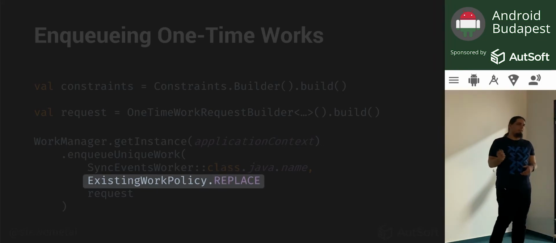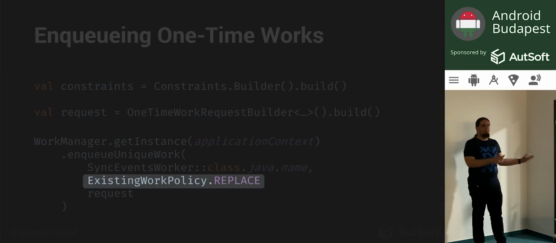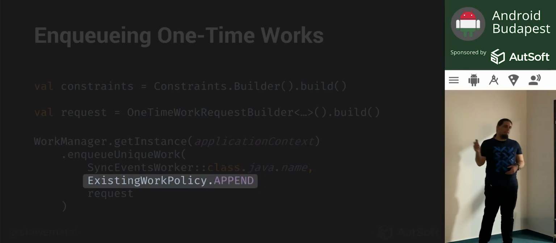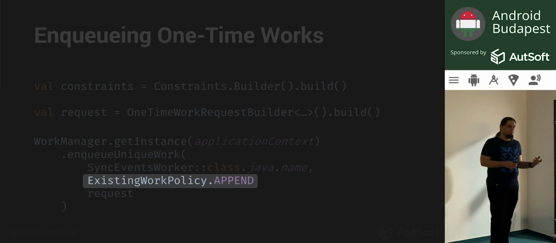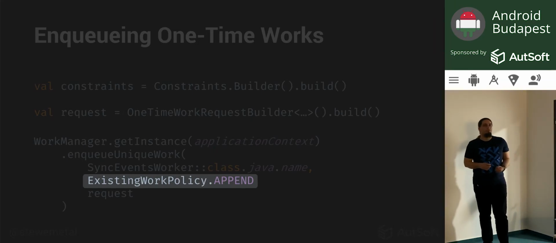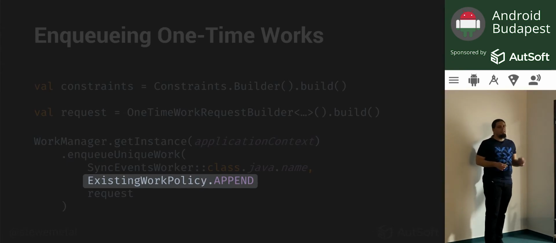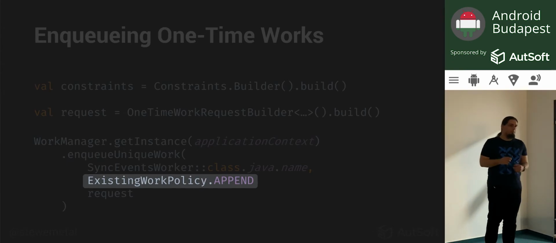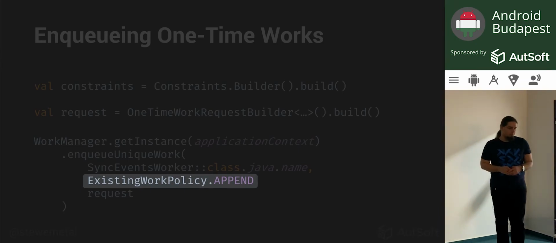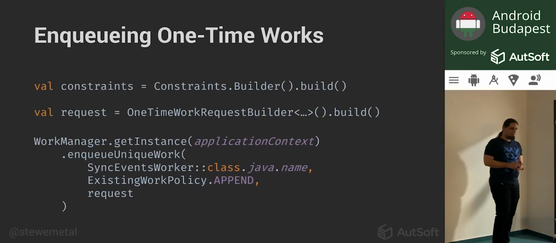The replace behavior is that if there is a running work with the same ID, it will be replaced, stopped, cancelled, and then replaced, of course. And there is the interesting part with append. If there is already an existing work with that same ID, the new work will be created and will be added as a leaf of the existing work's chain. We'll be talking about chains later on. So let's just go on. The last parameter is the request itself.